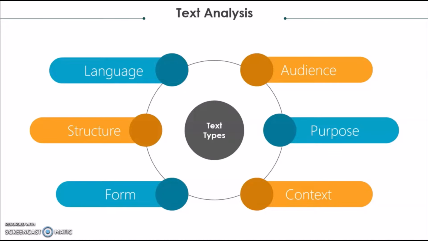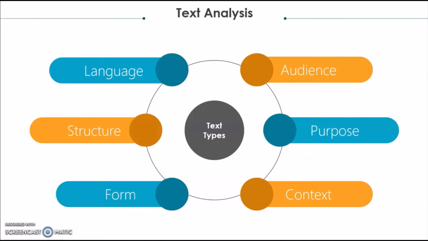You examine different features of a text, such as language, structure, form, audience, purpose, or context, to understand how meaning is created or conveyed through these features in a specific text type. Your analysis can be done at different levels. Sometimes you analyze individual words or phrases, and sometimes you analyze different patterns of language use. Basically, you look at how language choices are used to achieve particular effects and convey specific meanings.